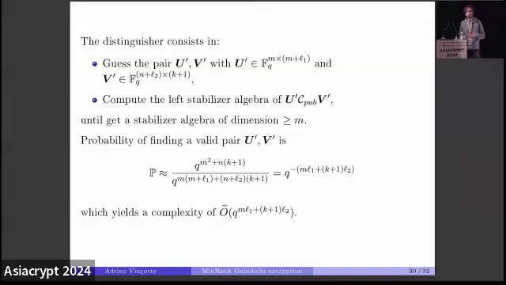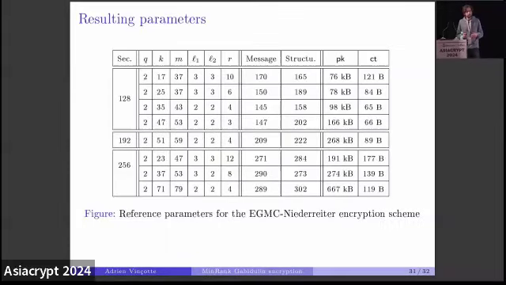So it allows us to construct an efficient distinguisher. You just have to guess this matrix, which has this form, and then compute the left stabilizer of your new code, and you do that until you get a left stabilizer of dimension m or more. The probability of finding a valid pair is this number, and we can deduce this complexity, since the cost to compute the left stabilizer is negligible. So it results in these parameters.